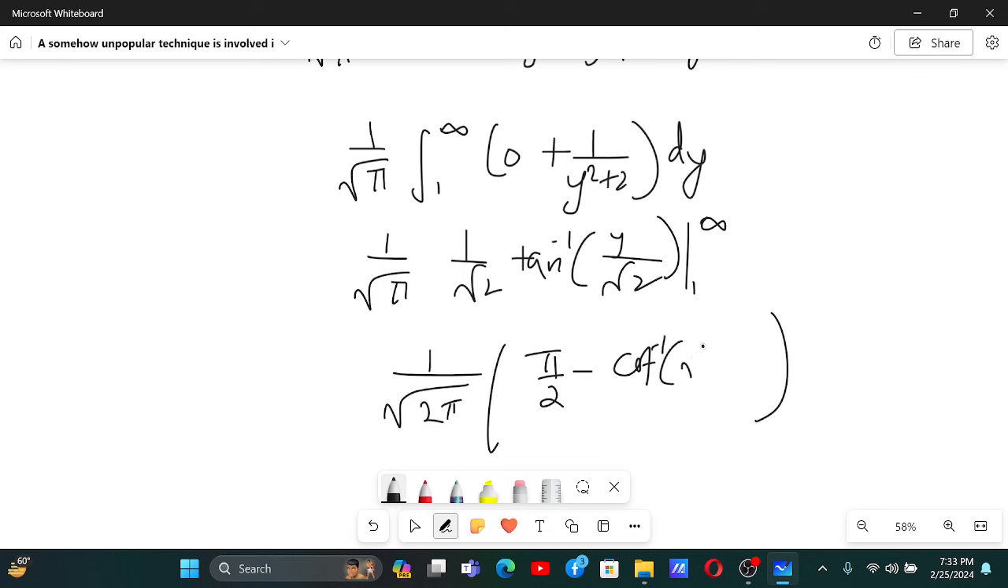And we know that pi by 2 minus cot inverse x is just tan inverse x. So this will be just tan inverse x, and that is tan inverse root 2. So I guess this is the answer. Yeah, this is the answer.